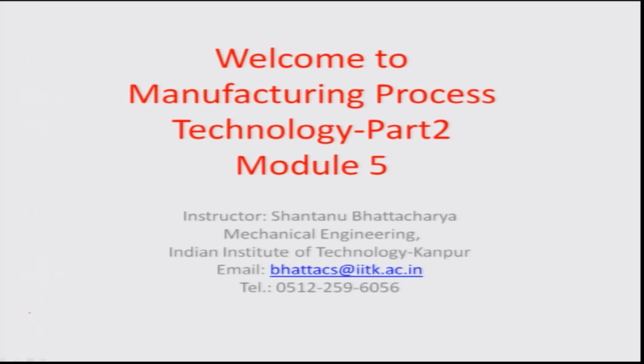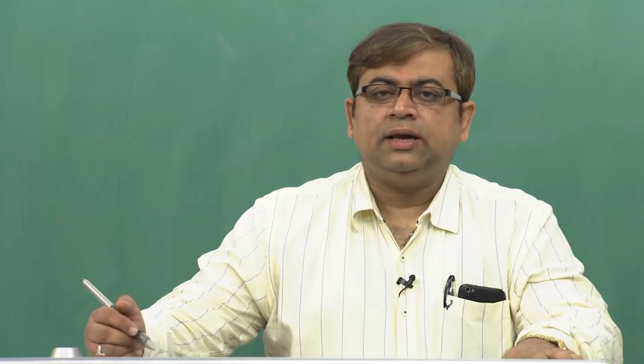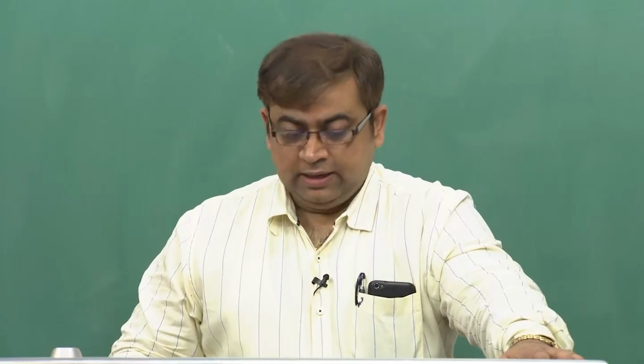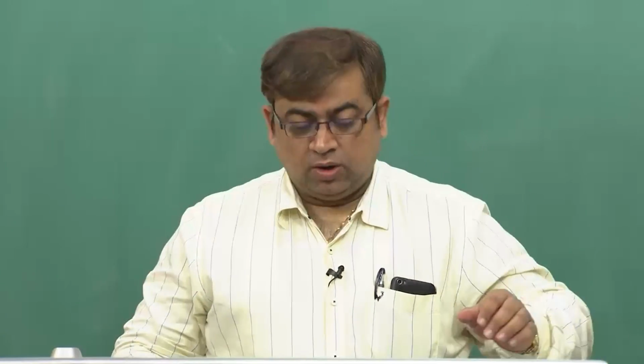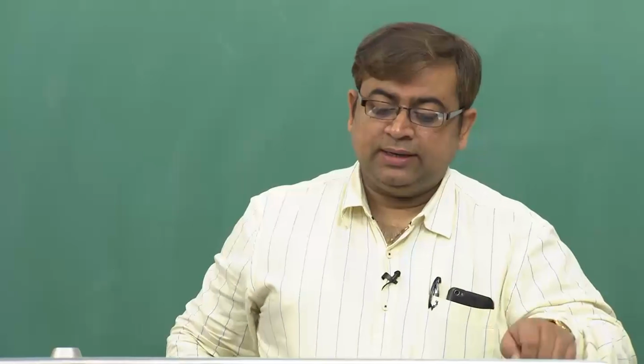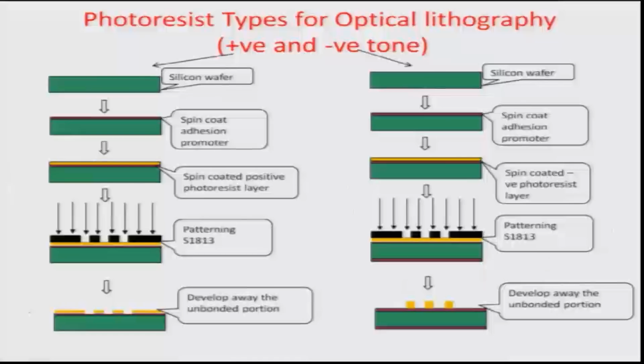Manufacturing Process Technology Part 2 Module 5. We were talking about photolithography, and in context of that I would like to mention that there are two different kinds of lithographies that we have discussed. One is optical lithography with respect to a positive tone resist, and another with respect to a negative tone resist. As we have already discussed, in the positive tone resist case, wherever there is exposure, the material gets debonded and it goes away.